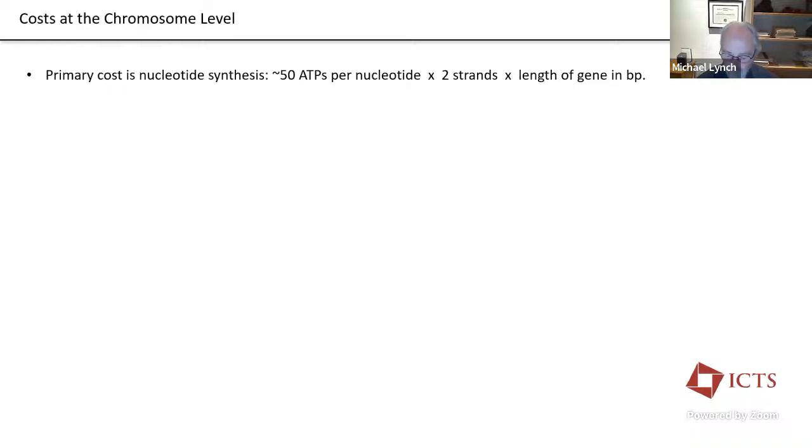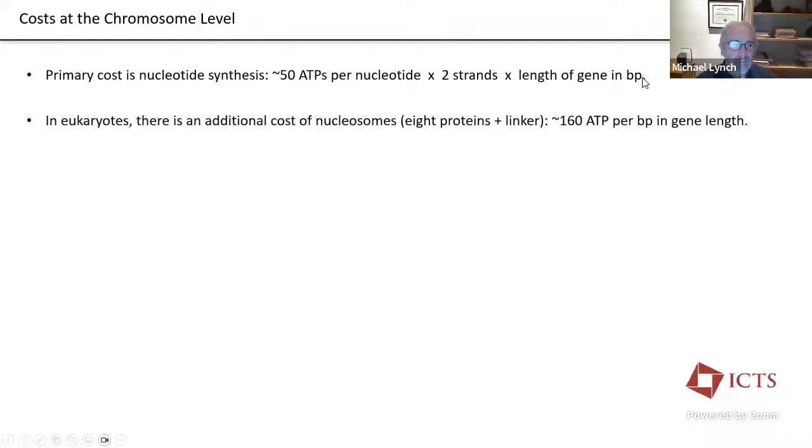Okay, so let's now break things down in the cost of a gene. I just want to give you an idea how we go about getting these numbers. At the chromosomal level, the primary cost is going to be in nucleotide synthesis. Remember, I told you that it costs about 50 ATPs for every nucleotide. DNA comes double-stranded, so I have to multiply by 2. So there's 100 ATP equivalent costs per site, and then we multiply by the length of the gene in number of base pairs.